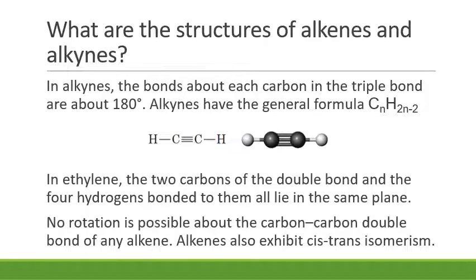In ethylene, the 2 carbons of the double bond and the 4 hydrogens bonded to them all lie in the same plane. In contrast to methane, where the bonds are oriented in a pyramid shape in space. Meanwhile, for acetylene, the atoms in the molecule all lie in a straight line.